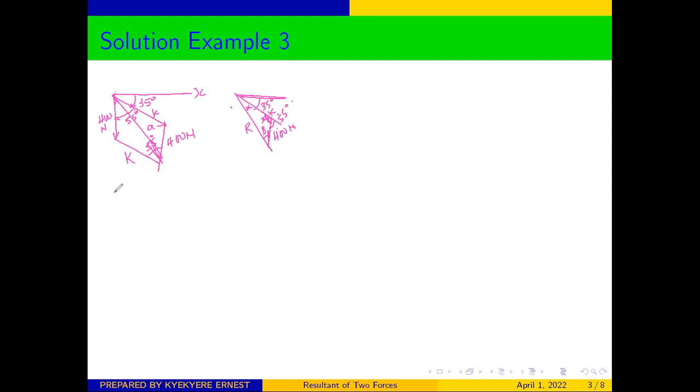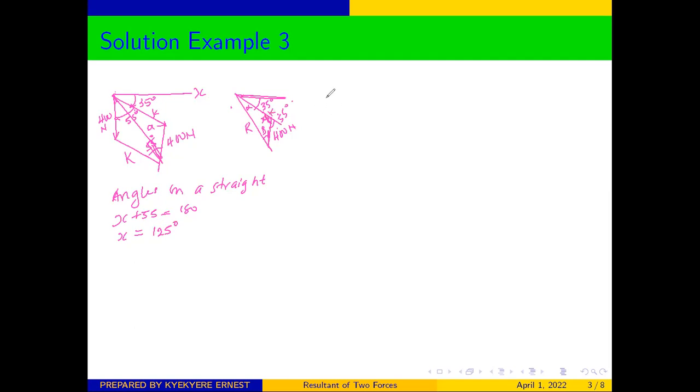But we know that angles on a straight line add up to 180. So we can say that our x plus 55 will be equal to 180. So from there, we can see that our x will be equal to 180 minus 55, which will give us 125 degrees. So we know our x here is equal to 125.